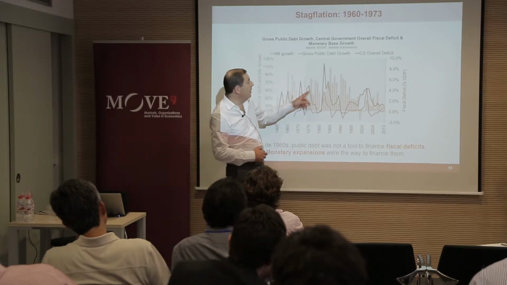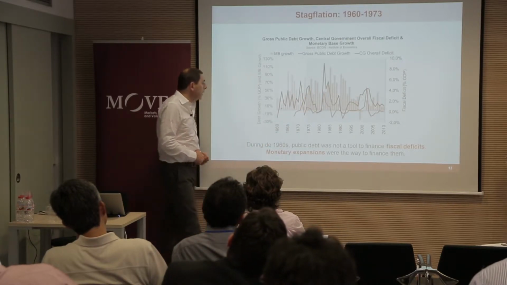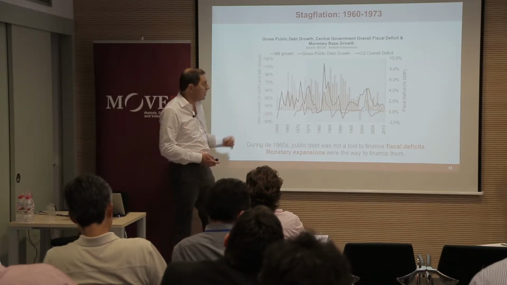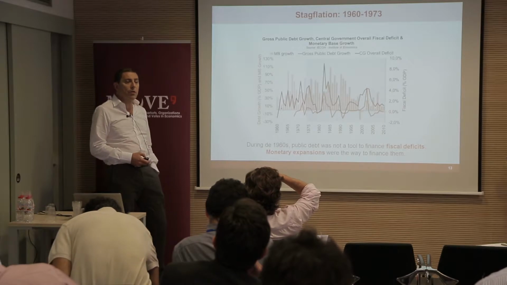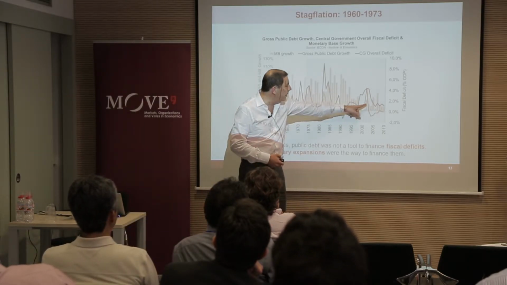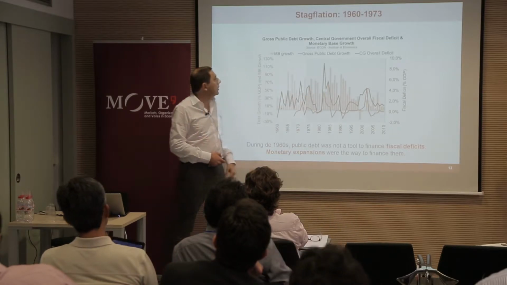Because as you can see here, public debt is not an important tool during the 60s, because money creation is the principal instrument. Yes, the red is the public debt. The public debt. And it's not important.